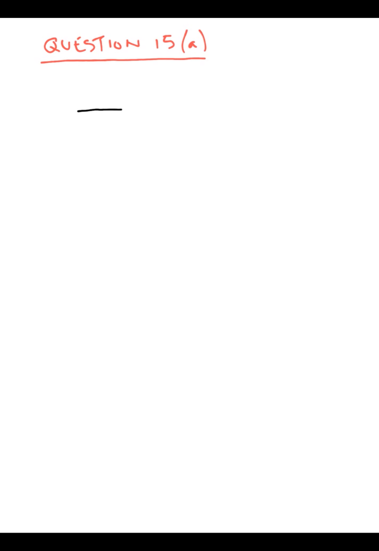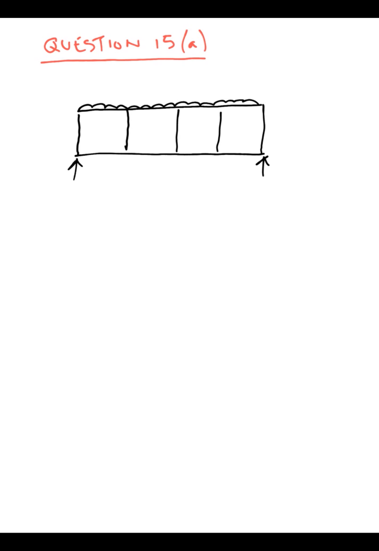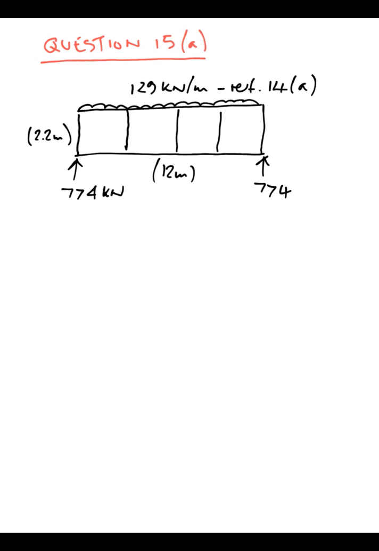Question 15A. And we set up our Vierendeel. And we have a loading of 129 kilonewton meters, reference 14A. And we put the shears at the ends of 774 kilonewtons. So we draw a free body diagram.